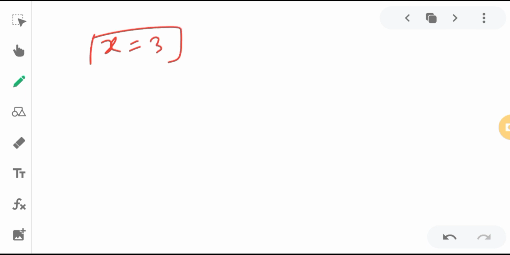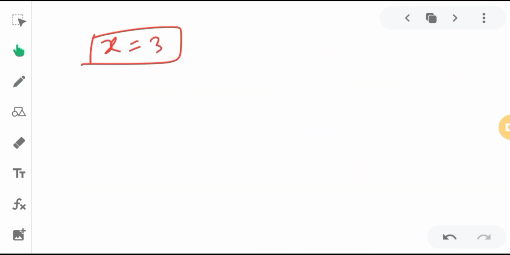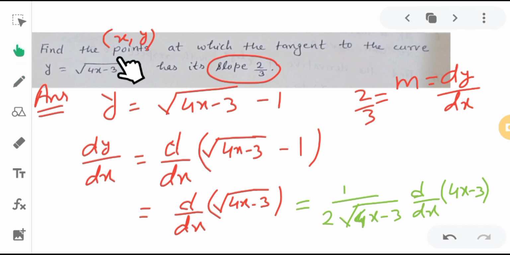Now what is the question asking? The question is asking us to find the point, and point means we have to find the x coordinate and the y coordinate. The x coordinate we got as 3. So now we have to get the value of y. How can I get the y value? Since this point will be on the curve, this point will satisfy the curve equation. The curve equation is y equal to square root of 4x minus 3 minus 1. Here if I put the x value as 3, then I will get the corresponding y value.